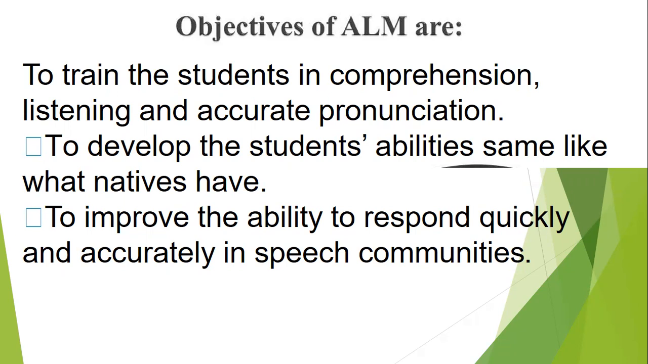So to improve the ability to respond quickly, there are always one, two, or three students that always want to participate in class. But what about the rest? With the audiolingual method, you have to make sure all your students respond, not just one, two, or the same three students all the time. That is in speech communities, that happens when you make sure all your students understood.